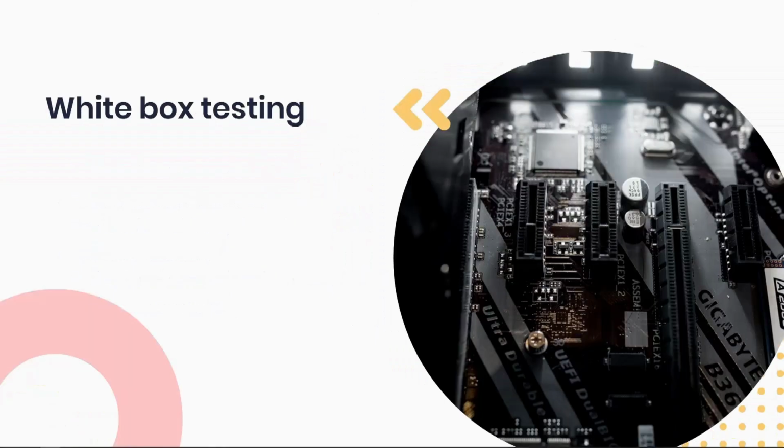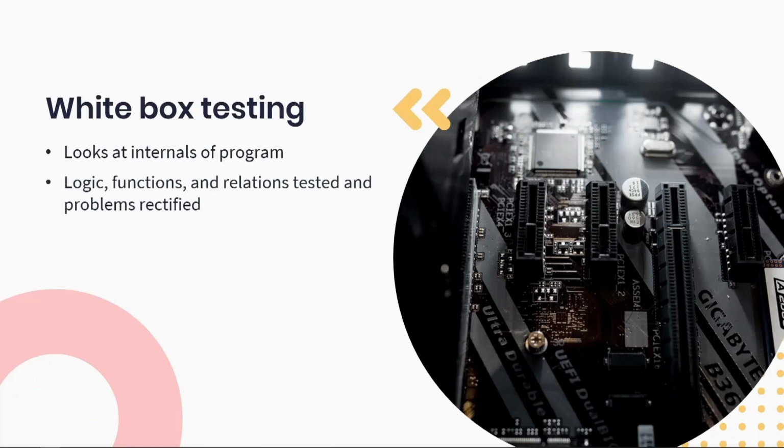White box testing looks at the internals of the program. The logic, functions, and relations within the system are extensively tested, and if any bugs are found, they are rectified. The errors that are picked up in white box testing will typically not show directly to the user, but rather show up as inaccuracies in the program's execution.